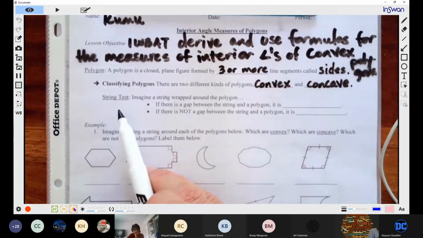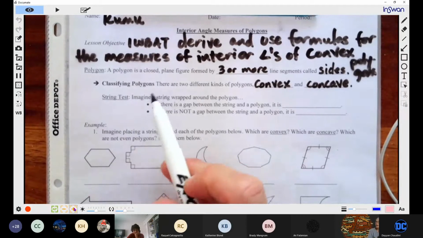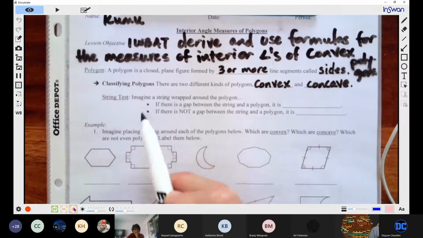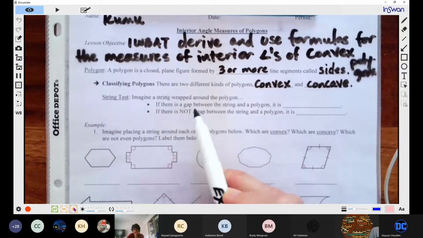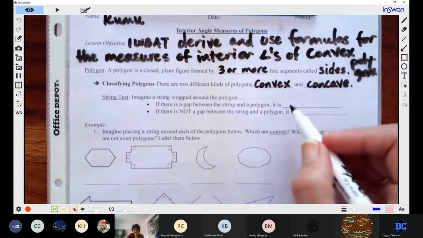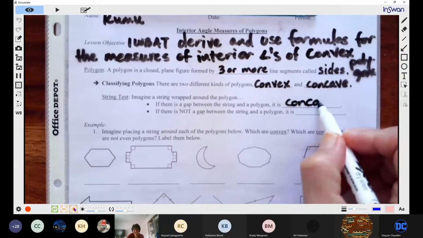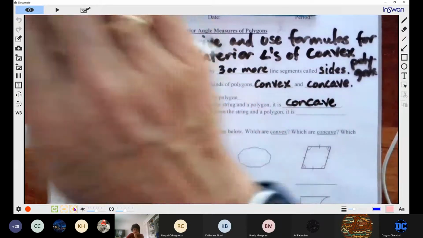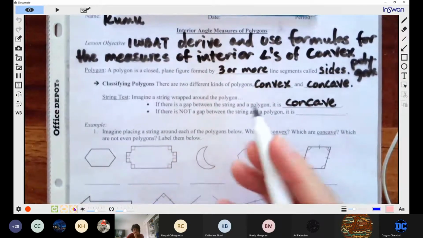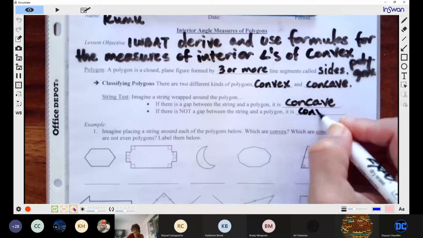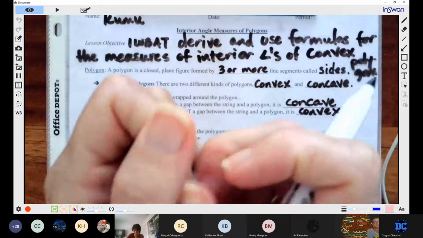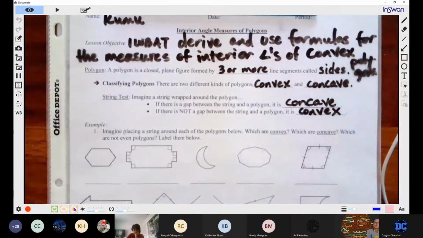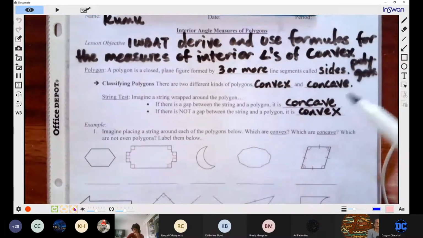Now we have a string test for it, sort of like the function test with a straight line. If you imagine a string wrapped around the polygon, if there's a gap between the string and the polygon, then it's concave. It goes inward. If there's not a gap, then it's convex. Convex is like everything from the inside is pushing out. That's the way I think of it, is outward.